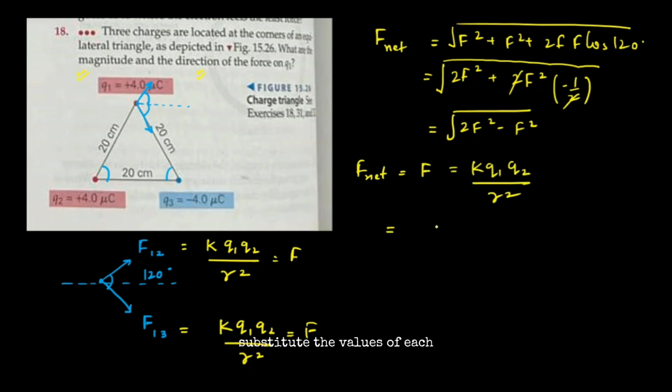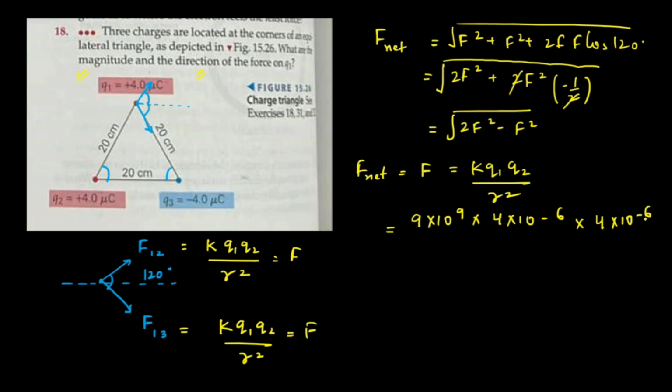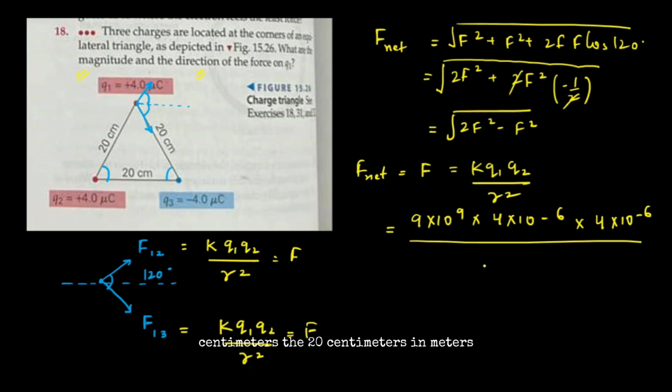Now let us substitute the values of each and every number here. K is supposed to be 9 times 10 to the power 9. Q1 is supposed to be 4 microcoulombs. So microcoulombs I already told you, 10 to the power minus 6, into Q2 is again the same, 10 to the power minus 6. What is the distance between each charge? 20 centimeters. The 20 centimeters in meters can be written as 0.2 whole square. So I'm just writing it as 0.2 times 0.2 because we have to do the square of this. Once we solve this, we'll have the answer.